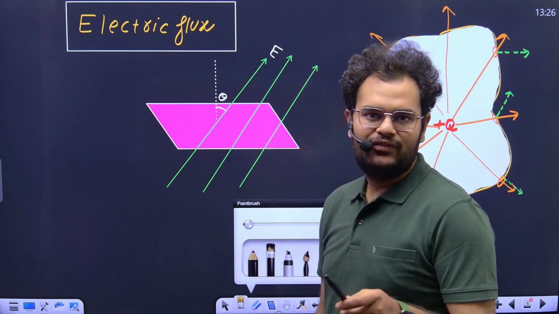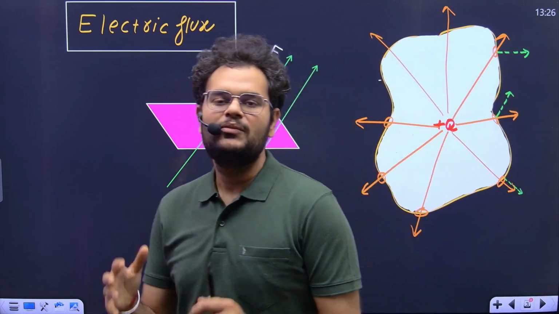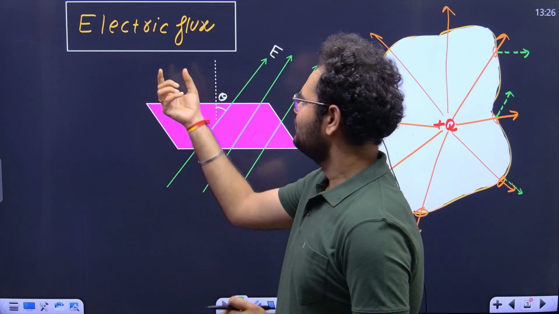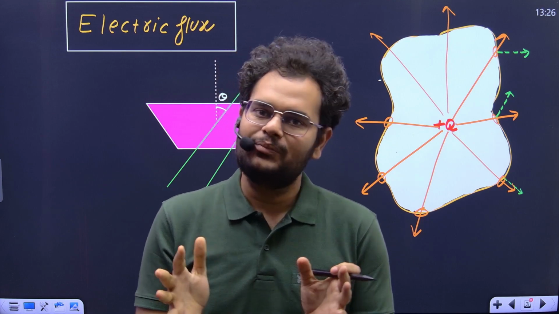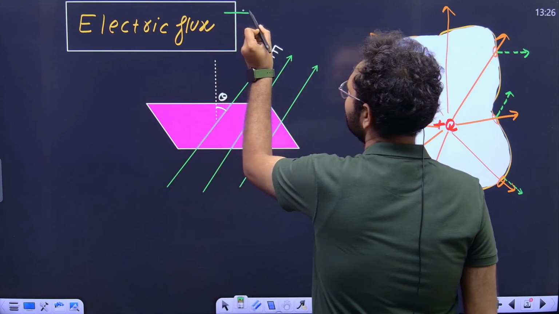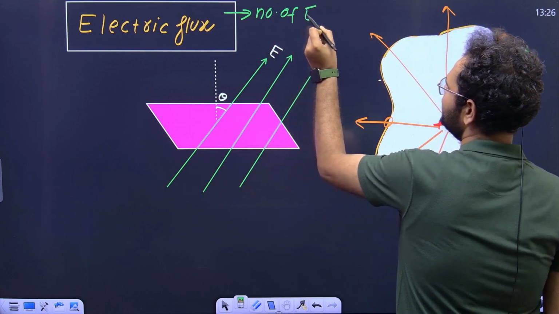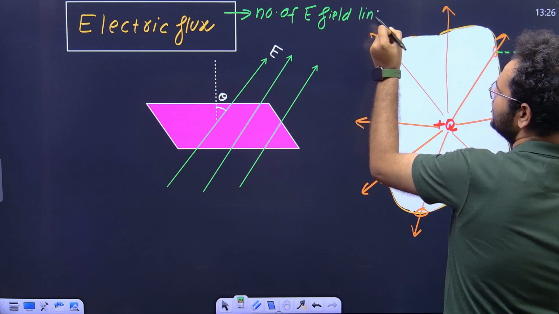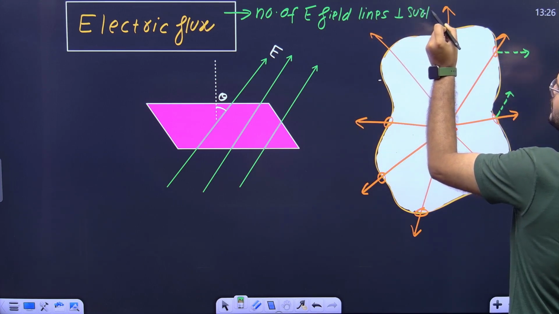Electric flux I have anyway covered in a separate video, link you will find in description, but for now I will tell you simply that flux calculates what? Number of field lines perpendicularly passing through an area. I will write what is an electric flux. It is simply the number of electric field lines which are perpendicular to the surface.